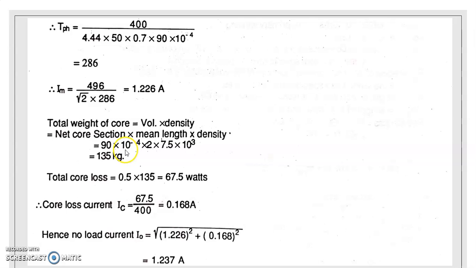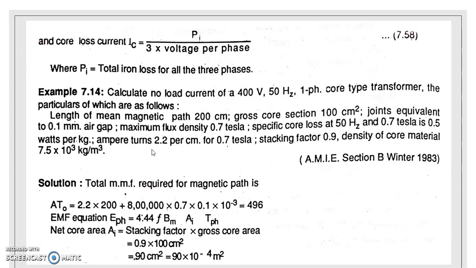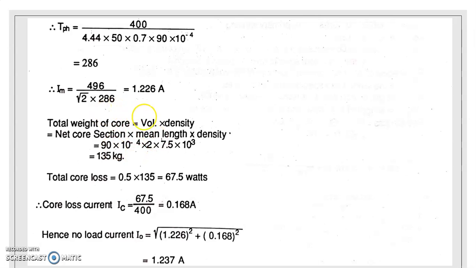Now total weight of the core. Now we have to calculate the core loss component. So we have to calculate the total weight of the core. You can define total weight of the core as volume into density, and volume can be defined as net core section into mean length. So by putting the net core section AI, and the mean length given as 200 centimeter, which we convert into 2 meter, and the density 7.5 into 10³, we will get the total weight of the core, that is 135 kg, and total core loss is 0.5 into 135, that is 67.5 watts.